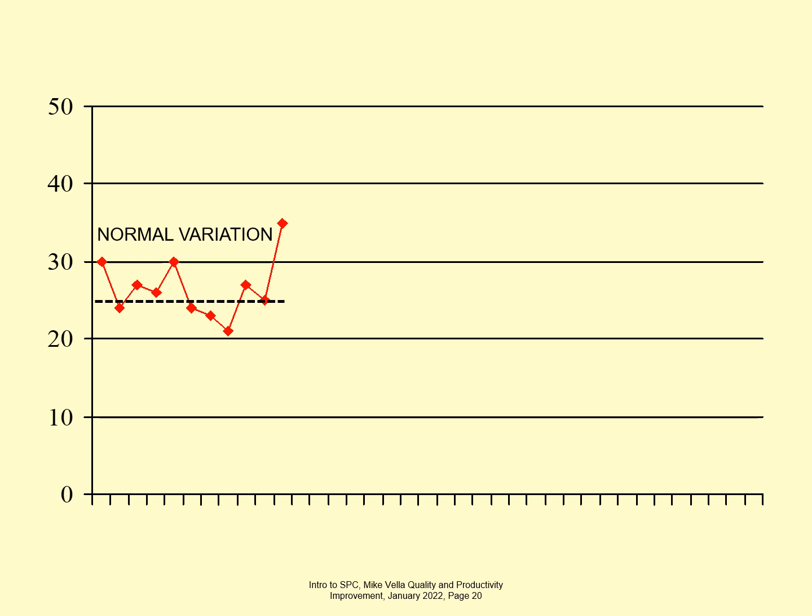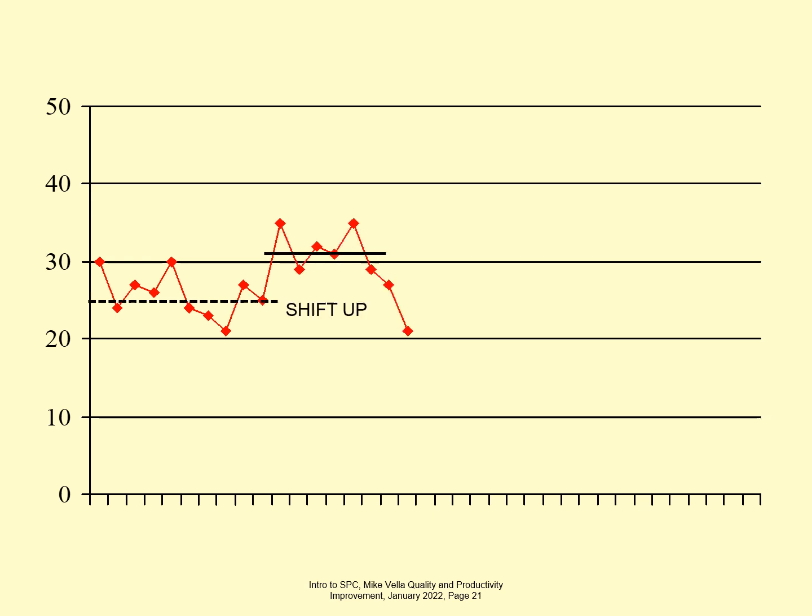Western Electric was a company that was making telephones, and they wanted to have reliable telephones and switching systems. So they were using statistical process control to continually improve and control their variation. So here's a graph that you might consider normal variation when you're looking at a control chart.